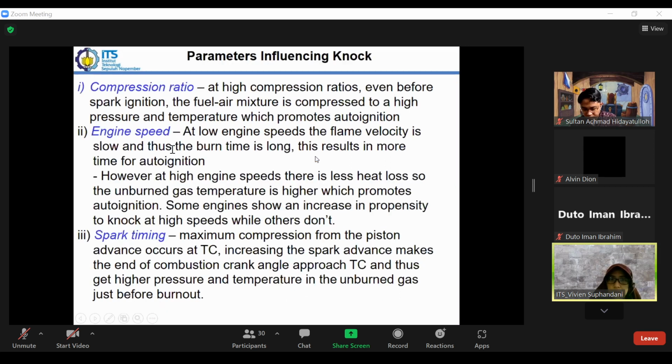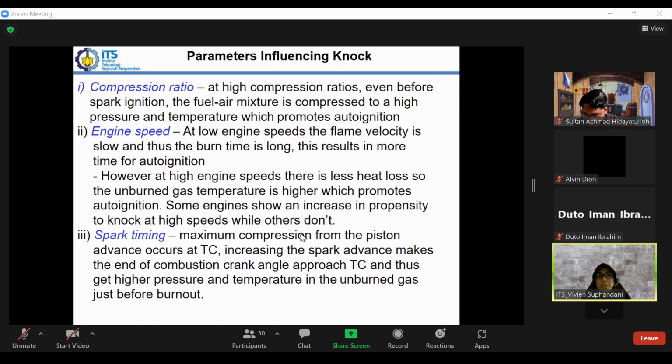Now, this relates to some parameters. The first one relates to the compression ratio. If the operating pressure and temperature are too high, that may cause auto ignition, because we know that fuel is easier to burn at high pressure and high temperature.